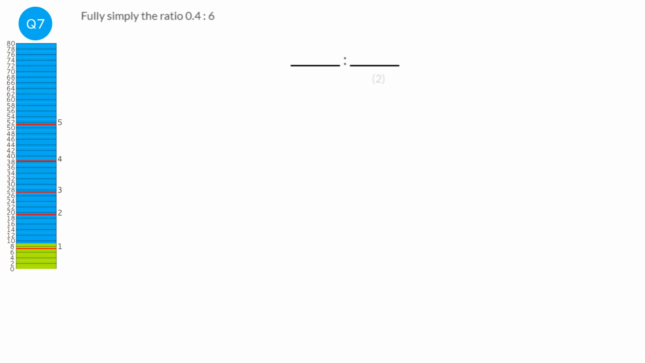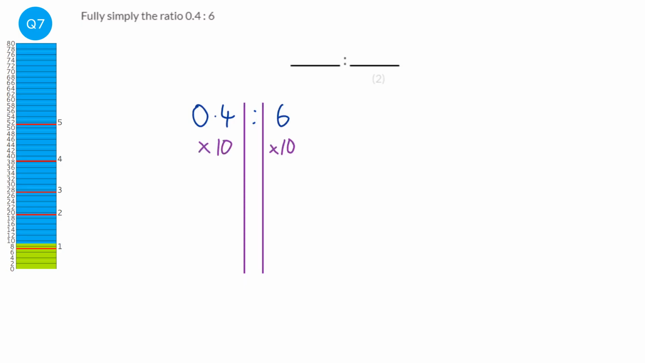Just like when you're simplifying fractions, you can't have decimals at the top and bottom. You can't have decimals on the left and right of a ratio. So we're going to have to get rid of this decimal. And the way we're going to do that is simply to multiply each side by 10. And that will leave 4, and that will be 60. Now we can simplify this further, because I can divide left and right by 2. So that would be 2 to 30. And I can actually do the same again. I can divide them by 2 again.